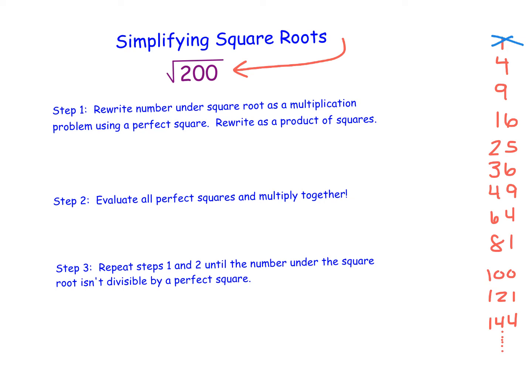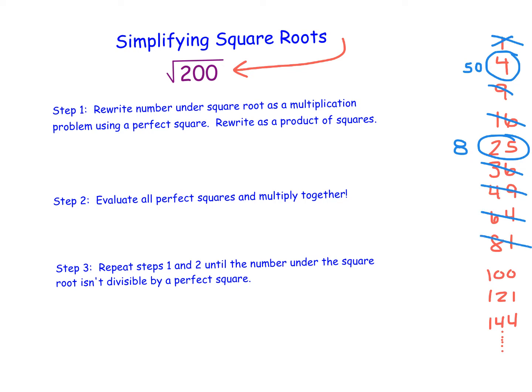So if I divide 200 by 4, I find that 200 is evenly divisible by 4. 200 divided by 4 is evenly 50. So it's divisible by 4. If I keep going and testing, it's not divisible by 9, not divisible by 16. It is divisible by 25, as 25 times 8. Not 36 or 49 or 64 or 81.